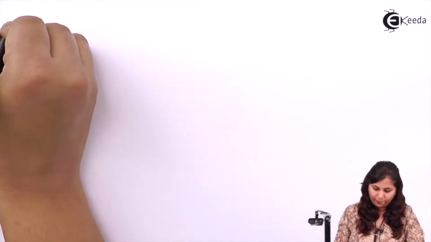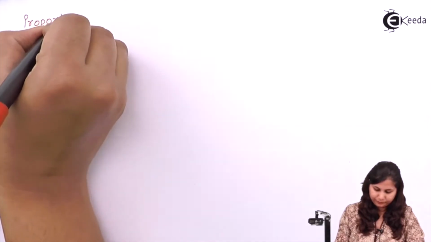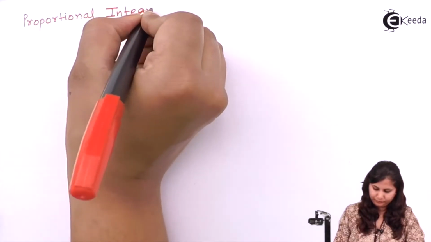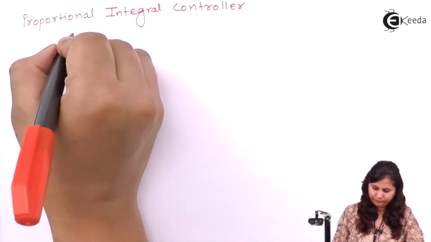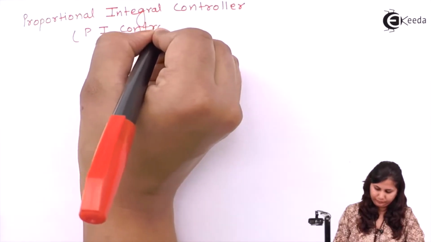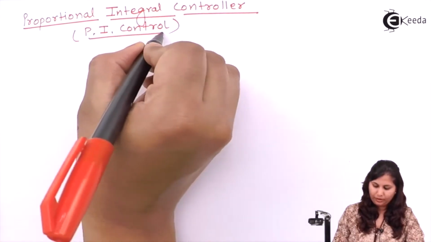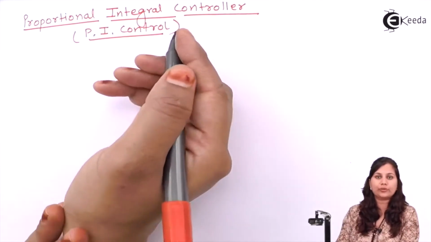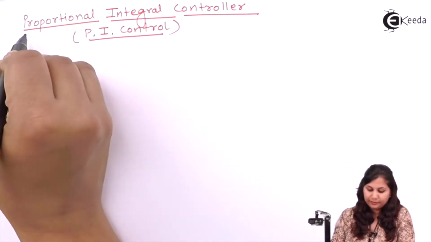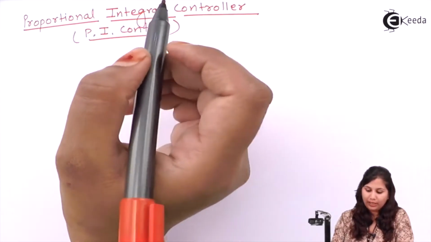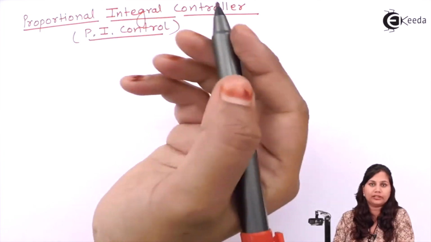Now the next type of controller combination is the proportional integral controller. That is, it is the combination of the proportional controller and the integral controller. So let us study about the PI controller. Now in this PI controller, the actuating signal is proportional to the error signal, and it also involves the integral of the error signal.